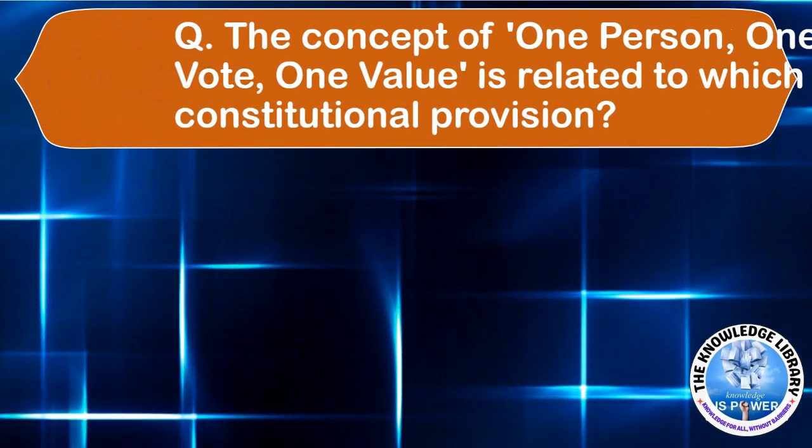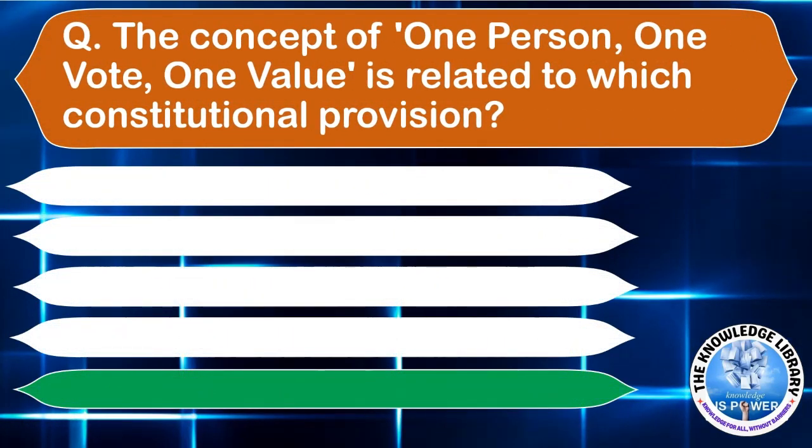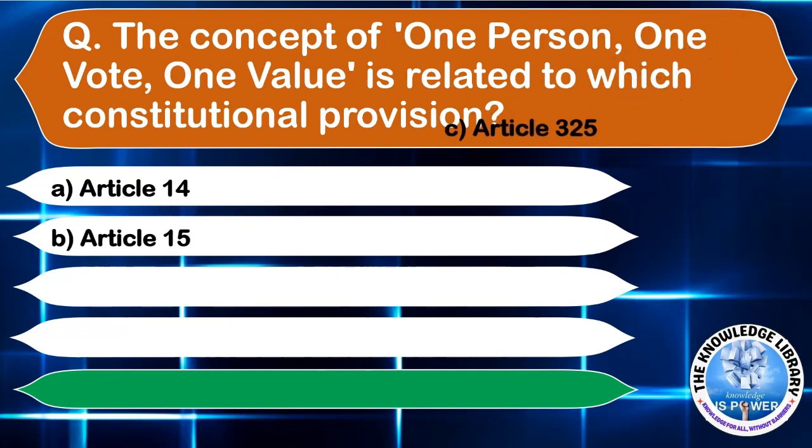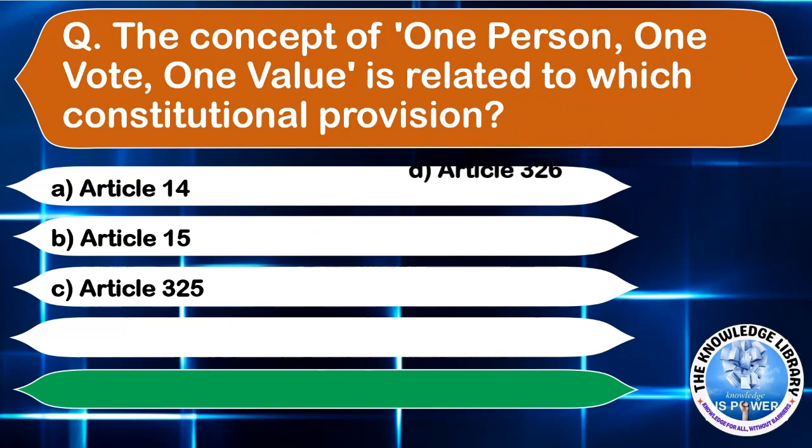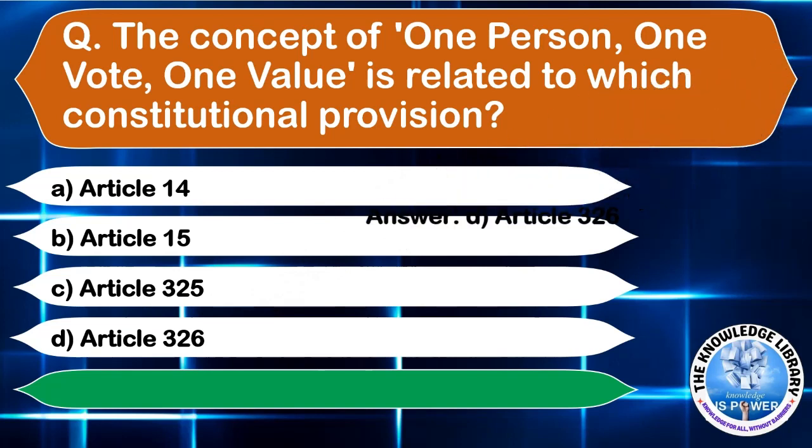The concept of one person, one vote, one value is related to which constitutional provision? Option A Article 14. Option B Article 15. Option C Article 325. Or option D Article 326. The correct answer is option D Article 326. Moving to the next question.